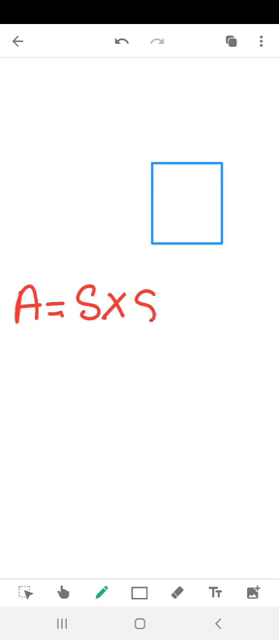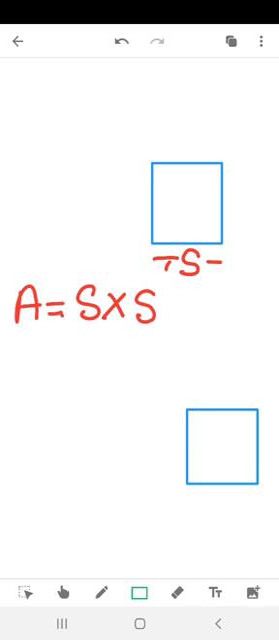Let us take an example for a square now. The area of a square is side into side. So this is a square and this is its side. So the area will be side into side.